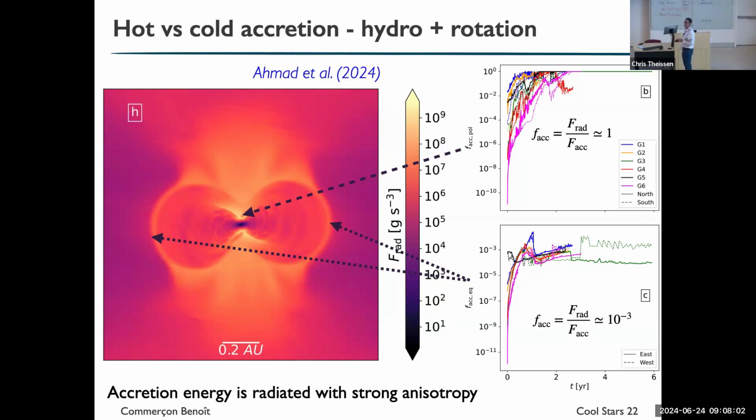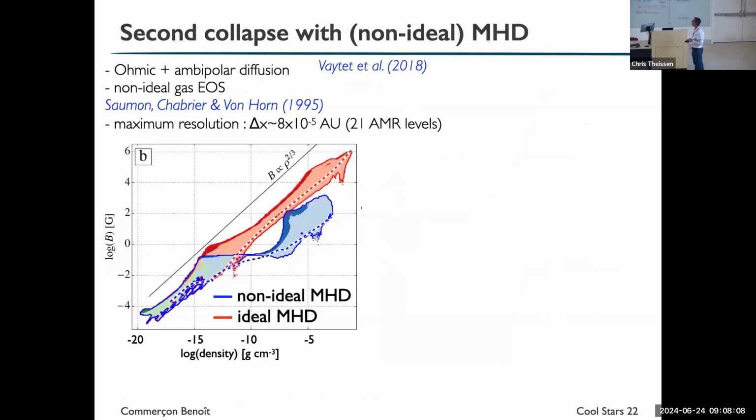Okay, so now what about magnetic field? If we include magnetic field in this kind of simulation, this has been done a few years ago by Neil Vete, who unfortunately quit academics today. Here we perform the same simulation, but with ideal MHD in red and non-ideal MHD accounting for ambipolar diffusion and ohmic diffusion. Here, I show the magnetic field as a function of the density.